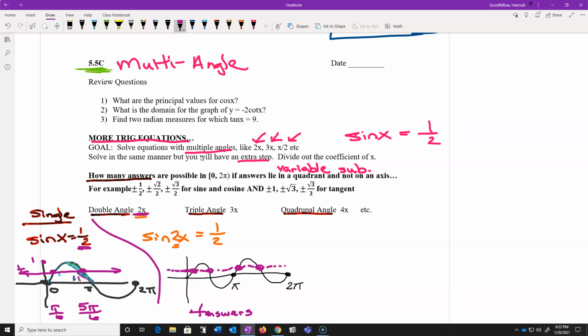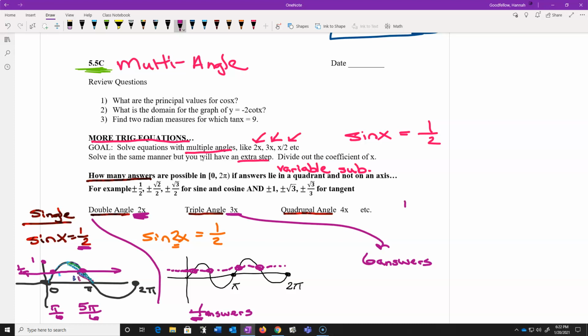That when we see a doubling of the actual angle, we're going to see the doubling amount of the answers. So if I was saying something that was a triple angle, I would expect it to have 6 answers, because there are technically 3 waves that are going to occur between there and 2 pi. Okay? 4x is going to generate 8 answers.